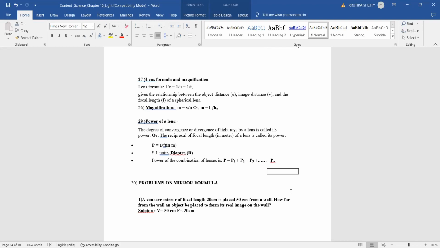So we know the mirror formula. According to the mirror formula we can simplify this. So note down the question and try to solve it.